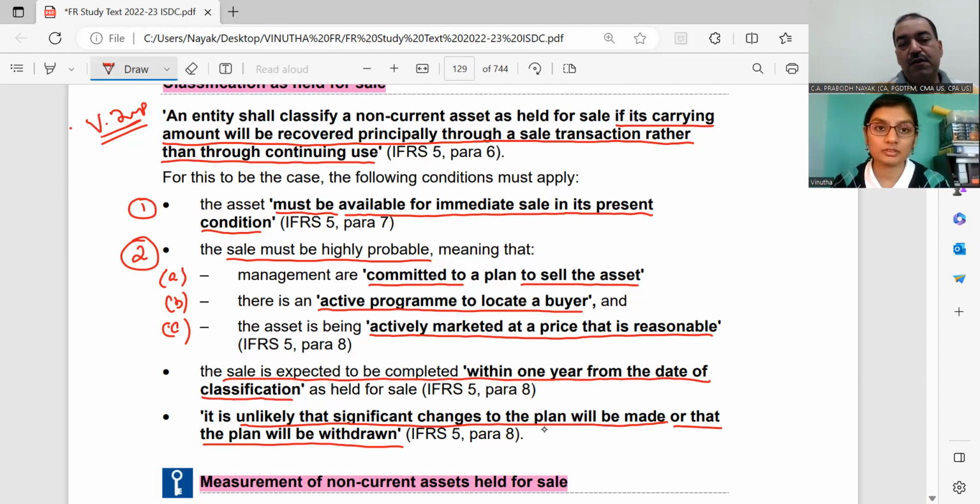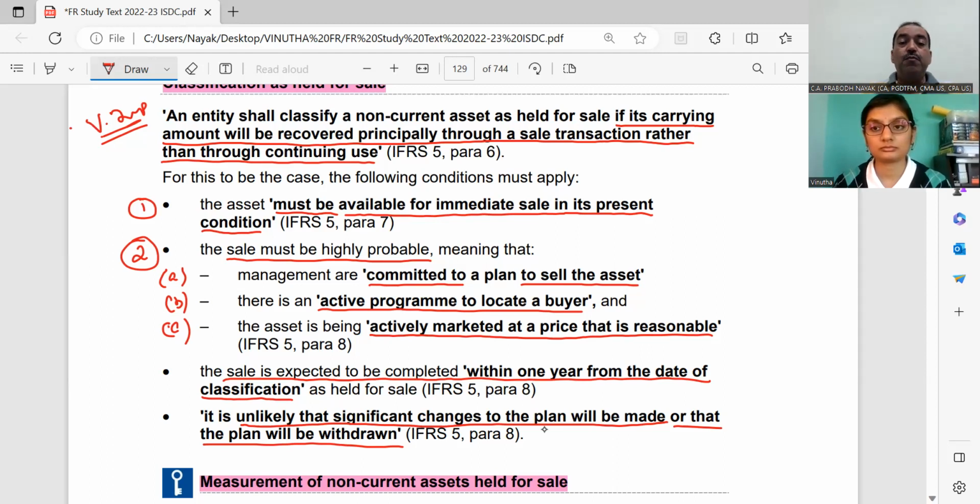Okay? That's the first condition. Second condition, the sale must be highly probable, meaning the probability of sale will be very high. If the probability of sale is going to be very high, what are the three conditions? It means that management is committed to sell the asset. Management has already taken a decision; for sure they are going to sell the asset.